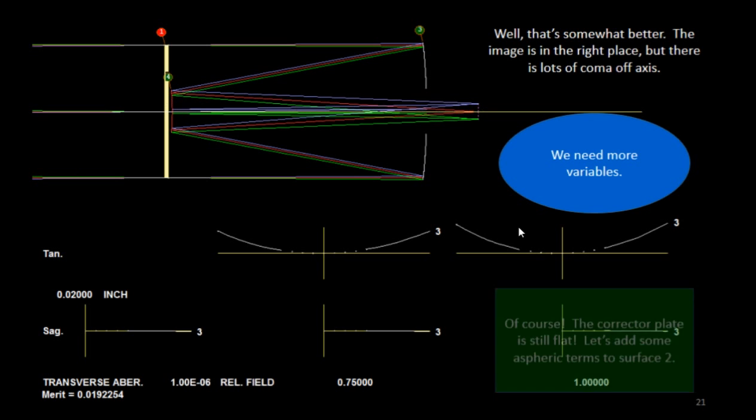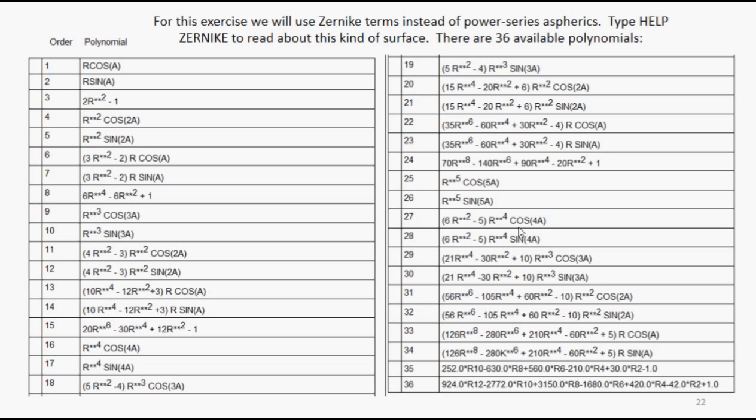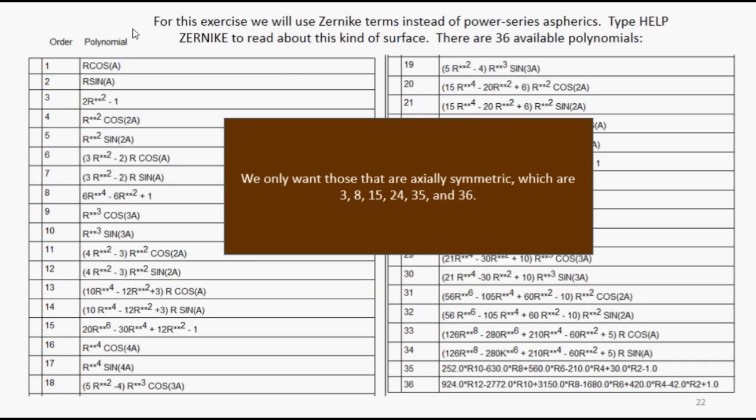What do we do? Of course, the corrector plate is still flat. I didn't vary that yet. Let's add some aspheric terms to surface 2. And for this exercise, I'm going to use Zernike terms instead of power series terms. You can type help Zernike to read about it. There are 36 available polynomials. We only want those that are axially symmetric, which are given in this list.